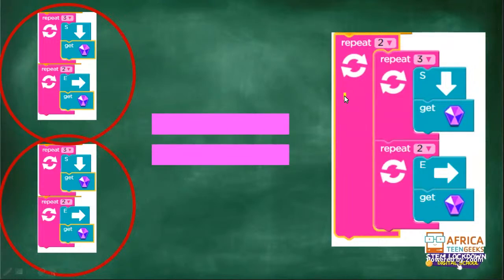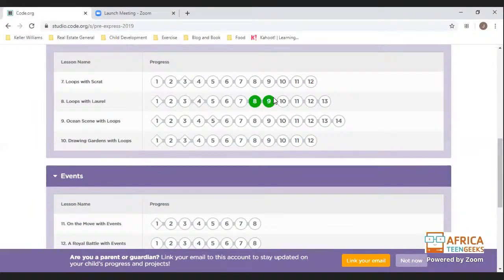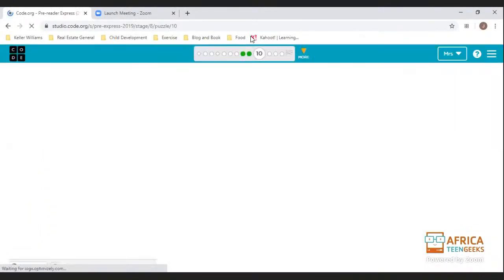Don't worry if you didn't understand completely. I just wanted to show you what we are doing, but we are going to practice that now in our coding. Okay. I'm going to go to the other screen now where we do our coding, and then I will send you the link. We are now in lesson 10, loops with Laurel. That's the one I just showed you on the PowerPoint. I'm going to send the link now.